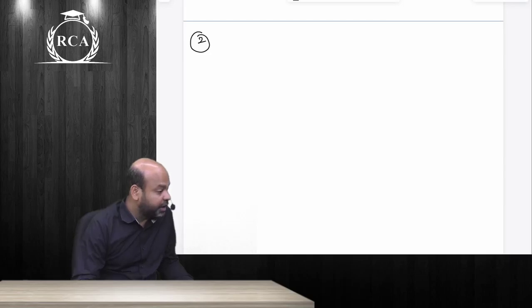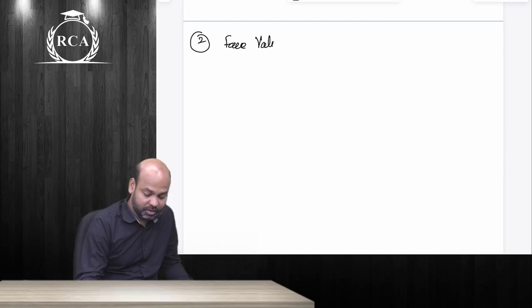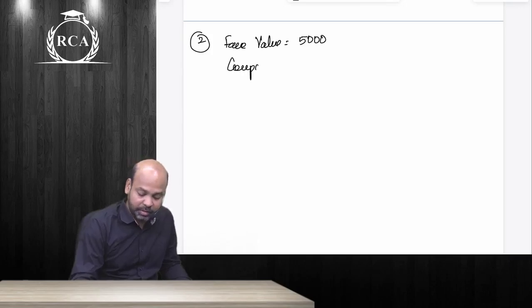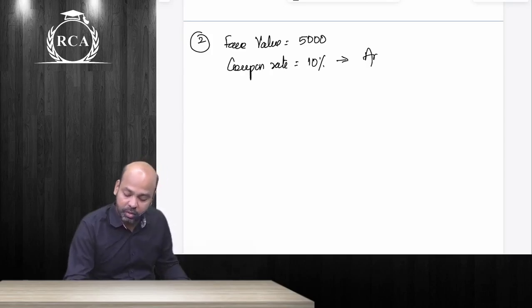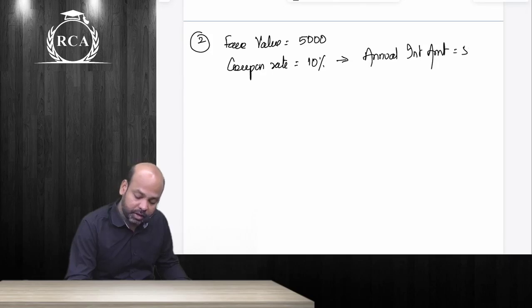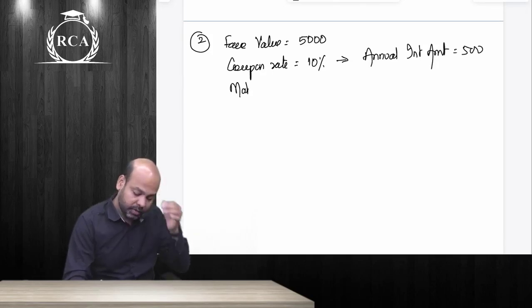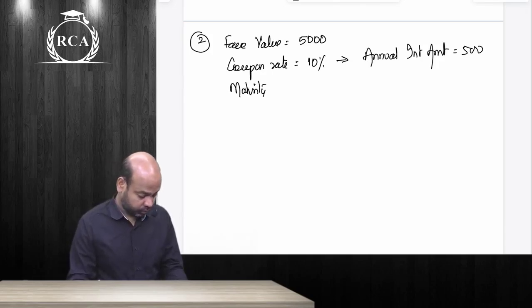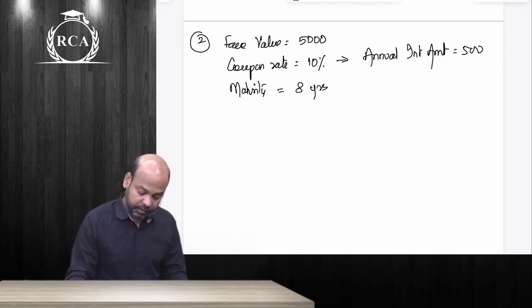Write the given details properly. Face value is 5,000. Coupon rate is how much? 10%. So what will be your annual interest amount? Annual interest amount is going to be 500. Maturity is 8 years.